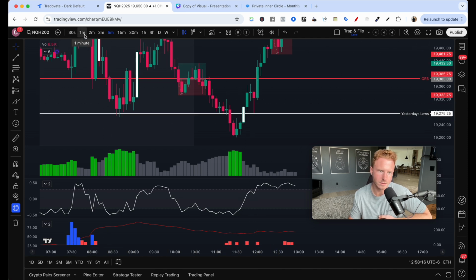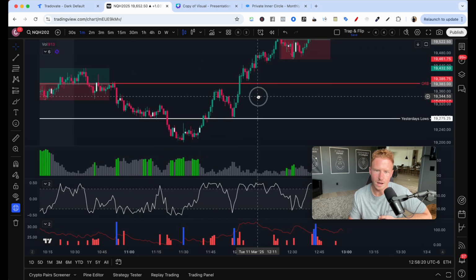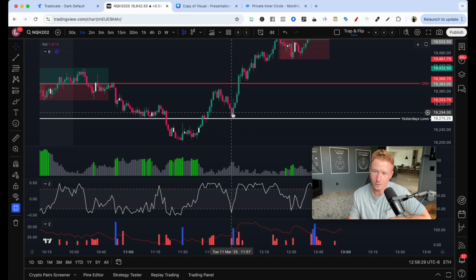So now we go back to the 1-minute time frame. As you can see, the 5-minute candle got confirmed at around 11:50 my time. Right here, we got our first pullback. We pulled back perfectly to yesterday's lows. Unfortunately, we didn't get any white candles. I really wanted to take this.